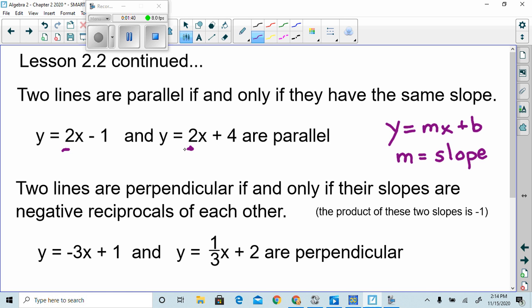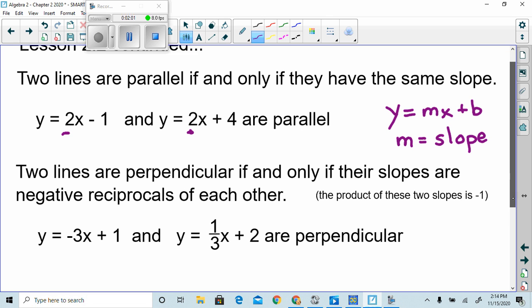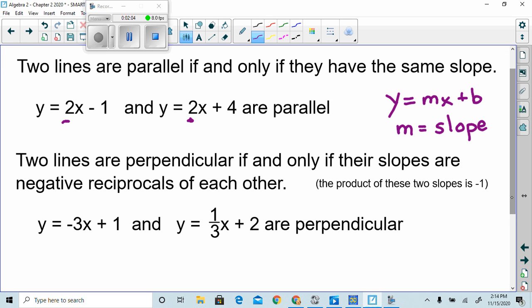There's also a relationship between two lines that are perpendicular, ones that form right angles. They are perpendicular if and only if their slopes are negative reciprocals. If you recall from last time, we change the sign and flip. We could also say that the product of these two slopes is -1. So let's identify the slopes in each of these. If the equations are in function or slope-intercept form, that makes our lives easier because we just identify the slope in the first line as -3 and the slope in the second line as +1/3. You see the sign changed and it flipped, so those two lines are perpendicular.